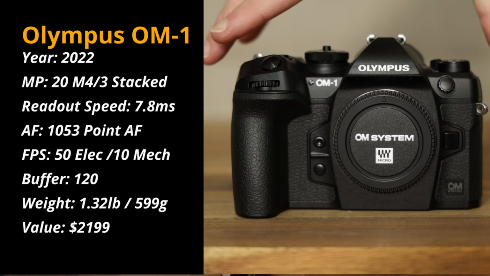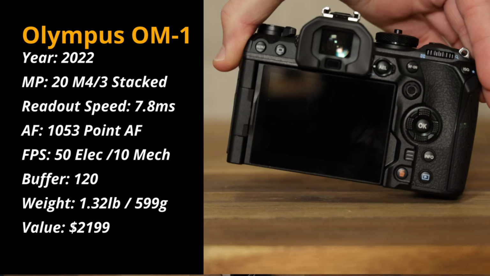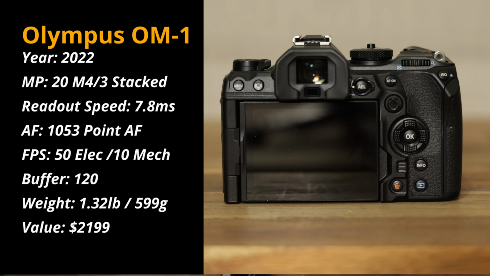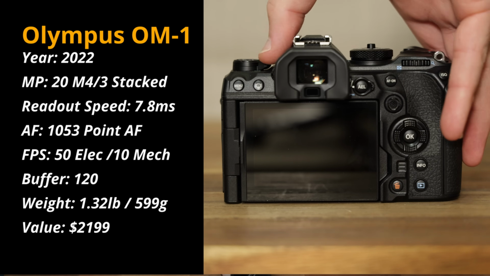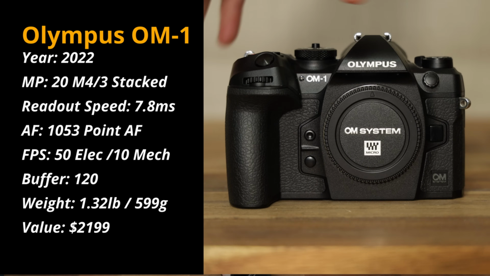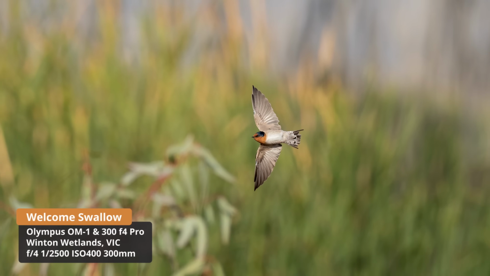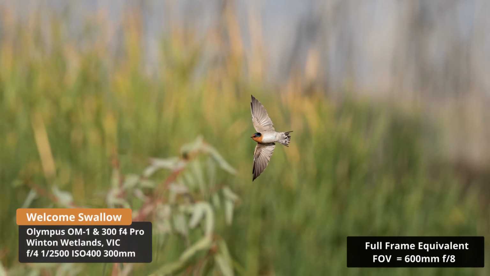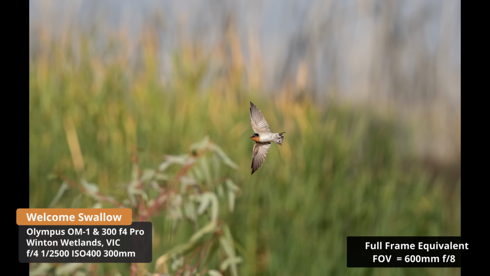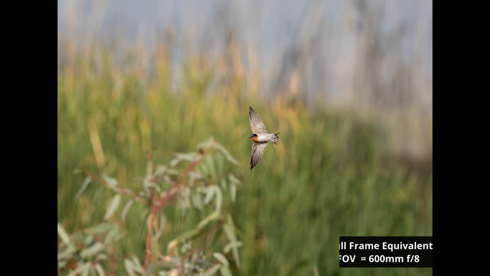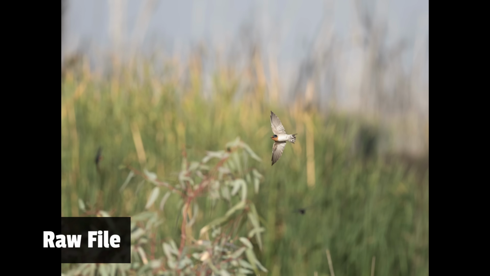A really good counter argument is, well, we can just crop full frame, and yes, you can. However, the cameras are going to be way more expensive for similar specs. If you're not aware, this OM-1 has a stacked 20 megapixel sensor. It's almost as fast as the A1 and the Z9. It offers 50 frames per second. It's got some of the best tracking that you're going to find out there. In fact, I captured this banking welcome swallow with this camera and the 300 f/4 Pro, and I absolutely loved this shot, and I was so surprised at how well this camera performed. No rolling shutter, it tracked that small bird, and we got this photo.